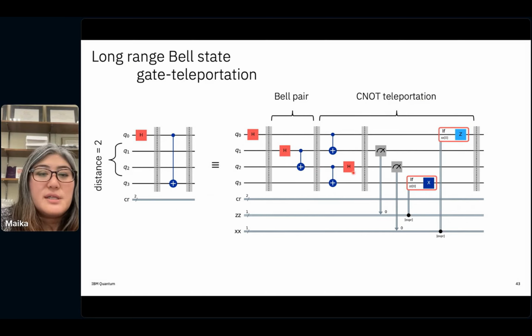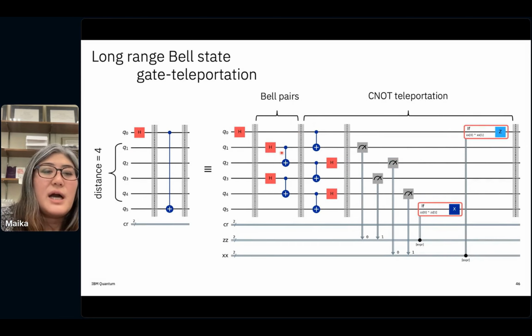You measure these qubits, and the Z measured qubit applies a Z correction by applying an X flip, and then this X measurement corrects for X errors by applying a Z. Right, so when you grow the distance, you see that you now are generating more Bell pairs. If you go to distance 6, you're going to have another set of Bell pairs, but it's going to be the same way. So it's going to be a constant depth.